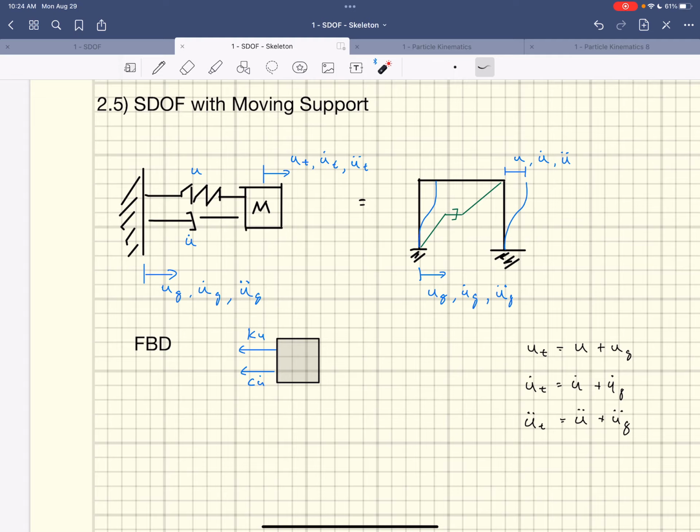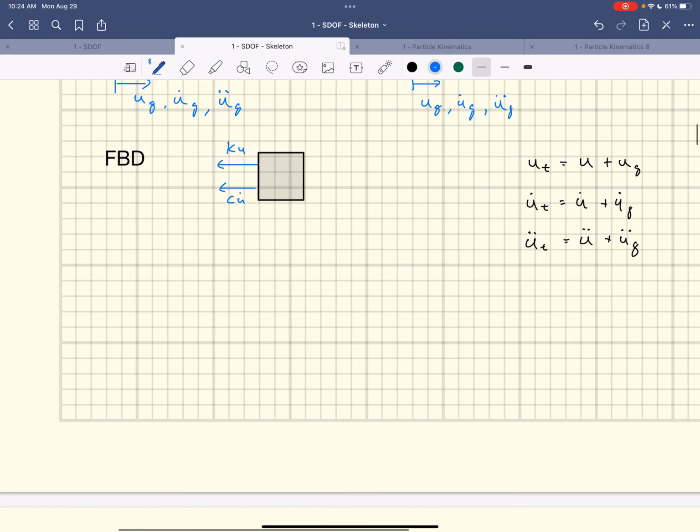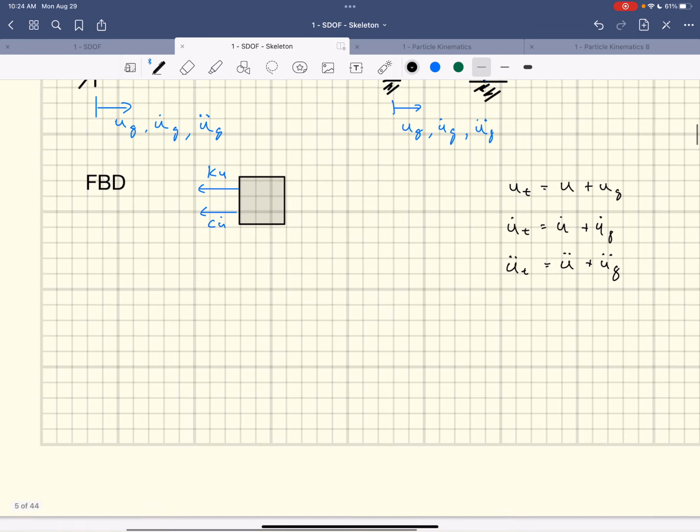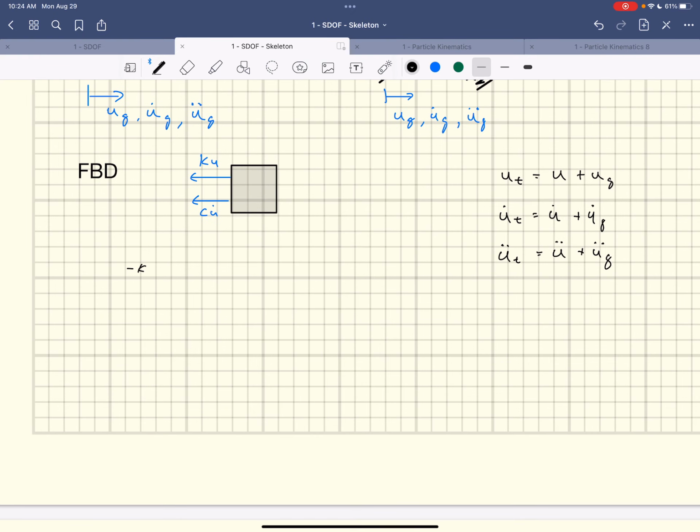So if you draw our free body, our equation of motion here, the sum of our forces, minus KU minus CU dot, is equal to mass times acceleration. And now this acceleration is U total. What Newton's laws care about is the total acceleration of that mass. It doesn't care about just the relative distance in between them, and it doesn't care about just the ground. It cares about both of them, the ground moving and the relative displacement in between them. So you put in U total on the right-hand side.